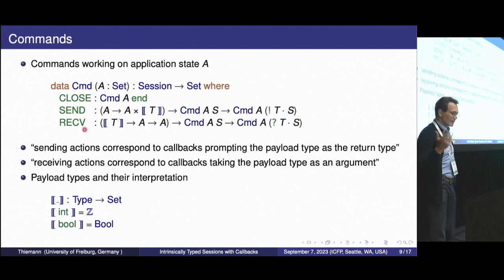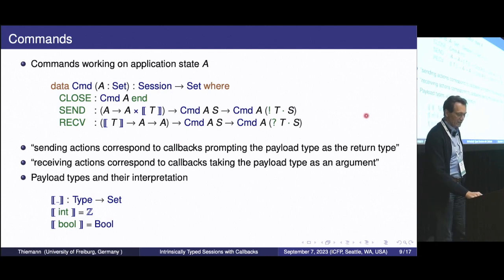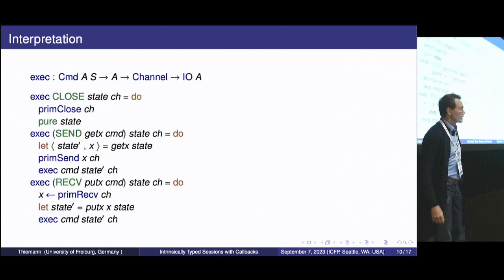And almost dually for receive, the receiving actions correspond to callbacks taking the payload type and transforming the application state so that we can somehow integrate that into the application state. And then we take the continuation, and that gives us a command of receive a T and then S type. The T's are the syntax of the payload type, so you somehow need to translate that into ACTA, but that's just an implementation detail.